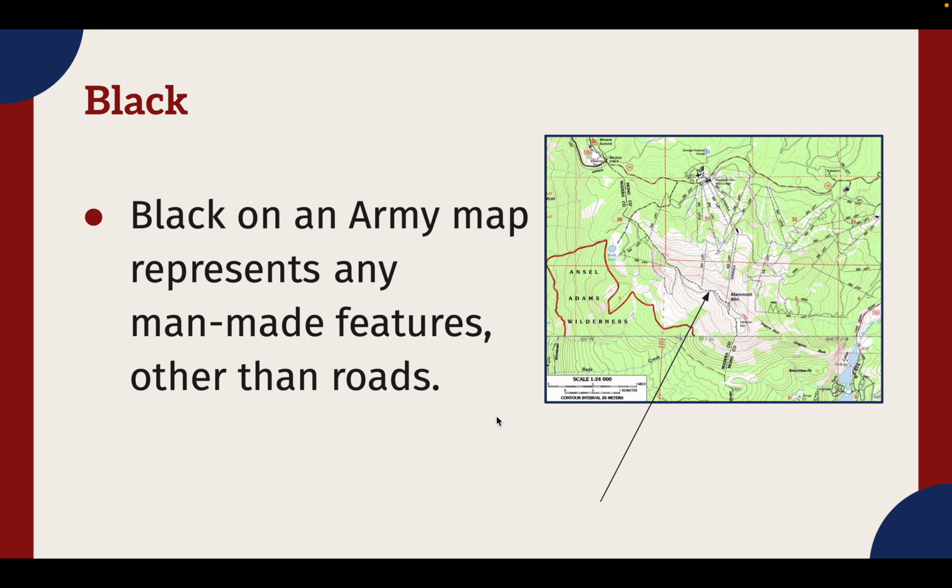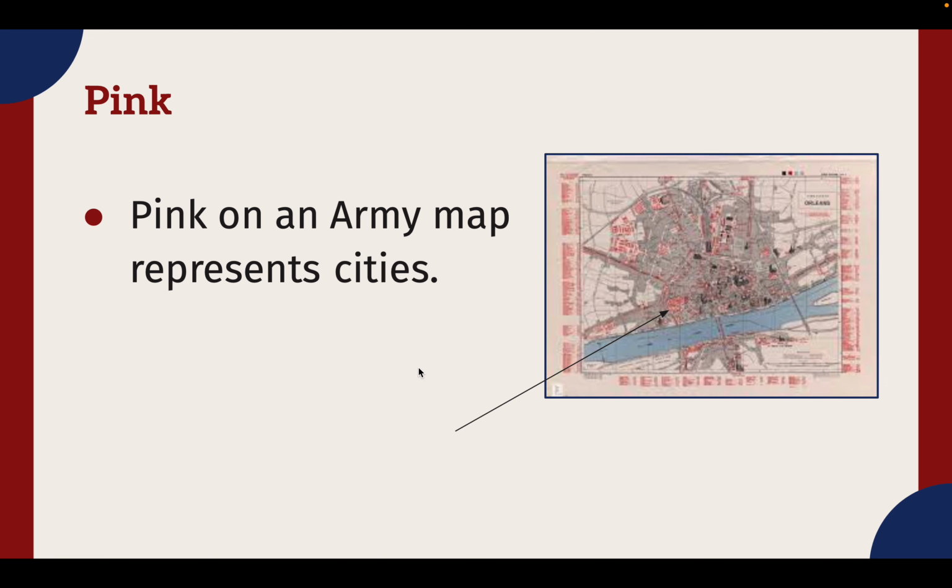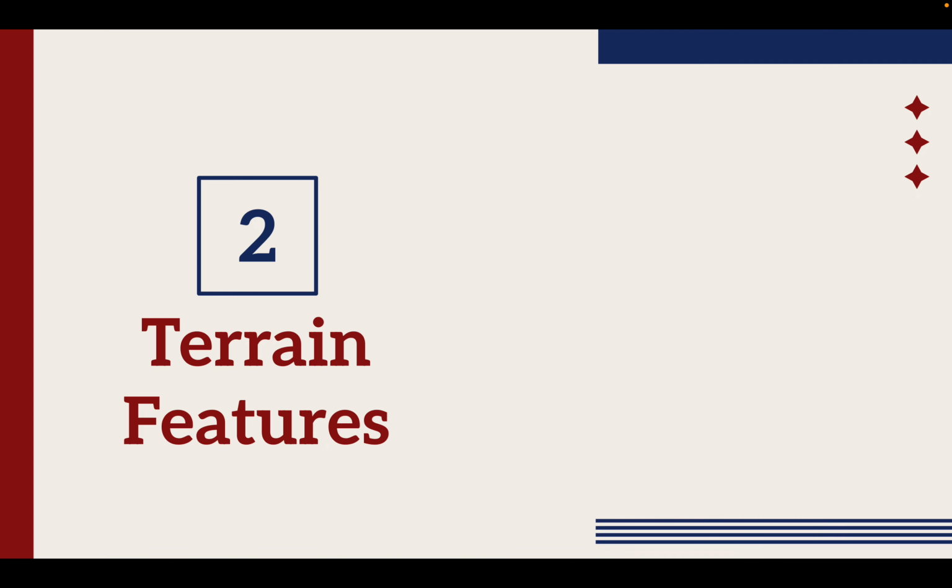Black represents any man-made features, so not necessarily roads, but it can be anything that's man-made. And then pink, which typically we won't see too often on FTX maps, but pink represents all major cities, or little cities even too. So like pink here, just built up cities.